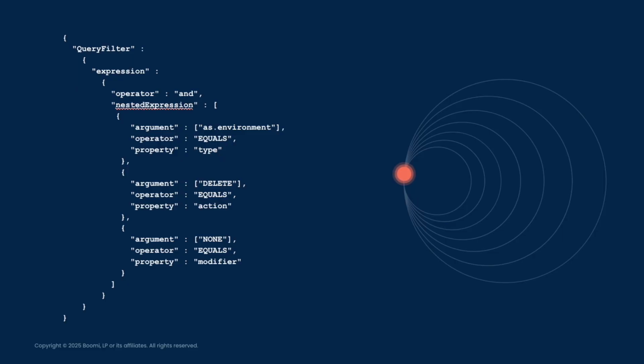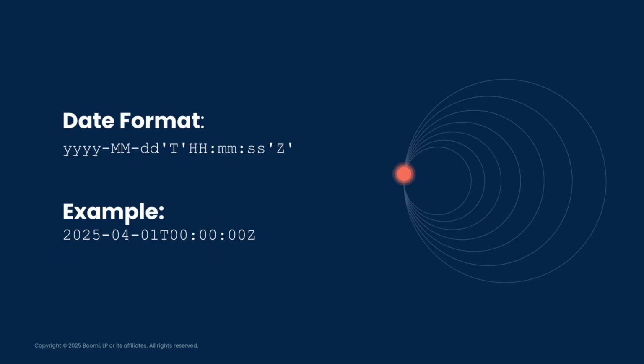To do that, we need to supply two date-time values that represent the start of the range and the end of the range, and use the between operator to tell the Boomi Platform API that we only want to receive records in that range. The date values have a specific format that you can see here.